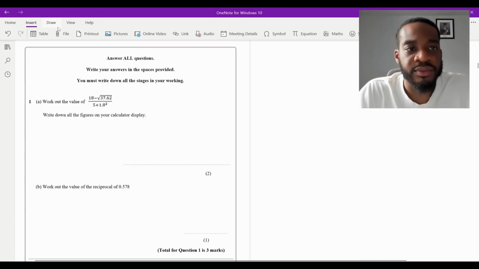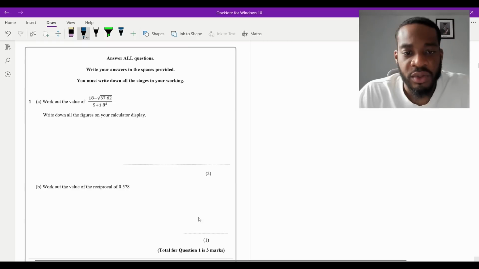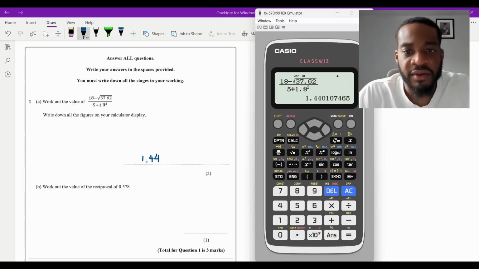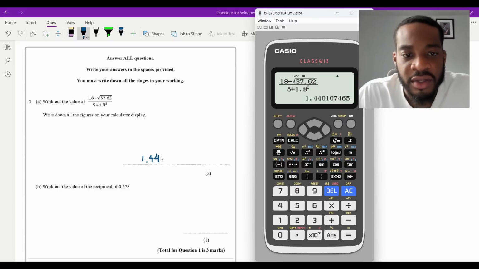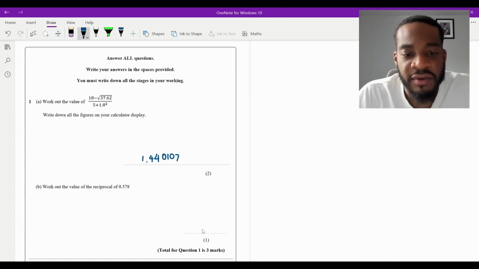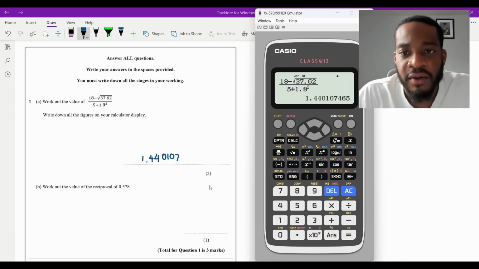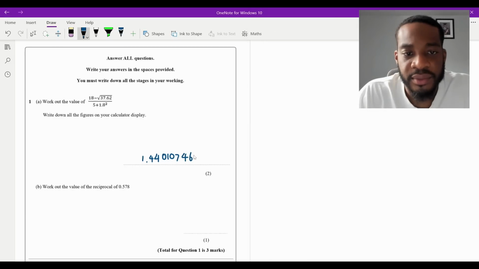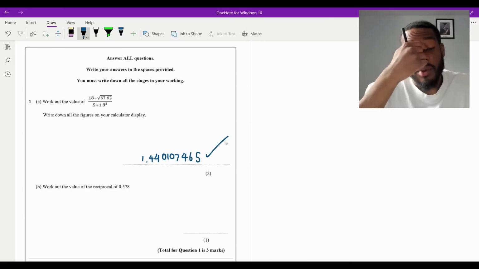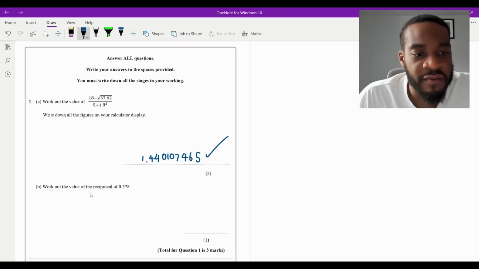So I'll just write it all out then. 1.44, then 0107, 0107, and then 465. And that's part A.